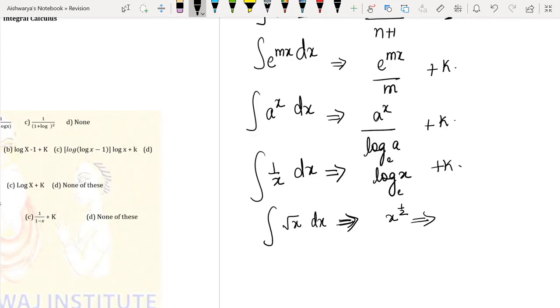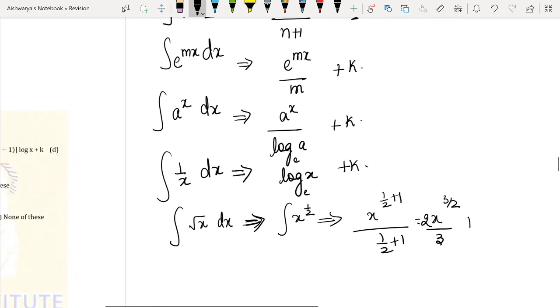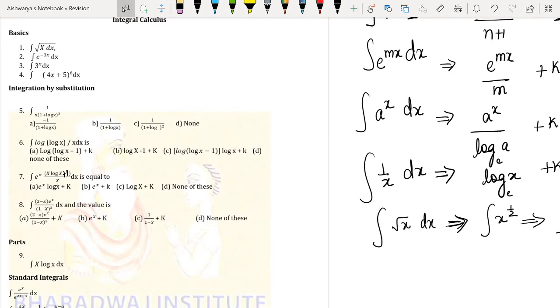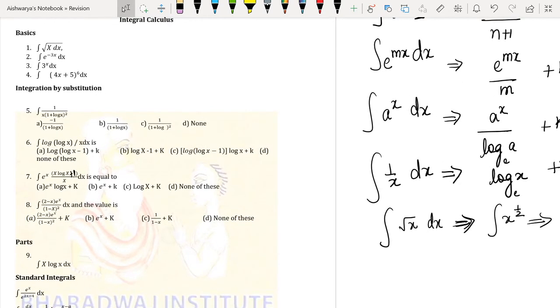So when you integrate this, what you will get is x power half plus 1 divided by half plus 1. So that is nothing but x power 3 by 2 divided by 3 by 2. That 3 by 2, no, the 2 you will take to the numerator. Again, needless to say, it will be plus k. Are we clear so far? Okay, I anyway solved root x for you as the first question out here.